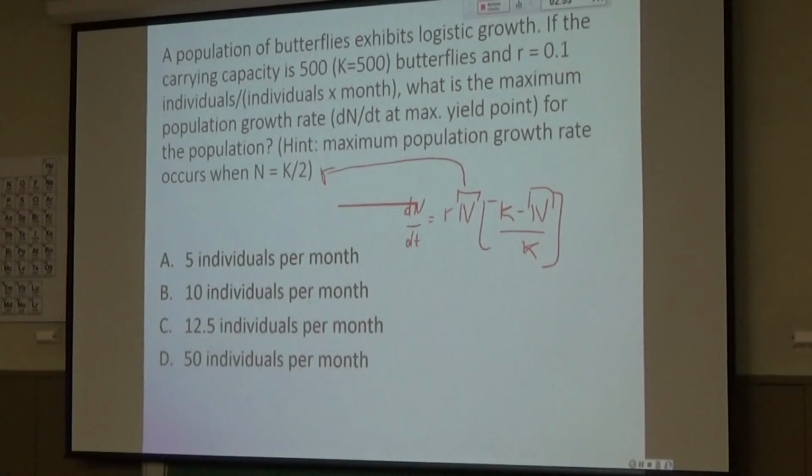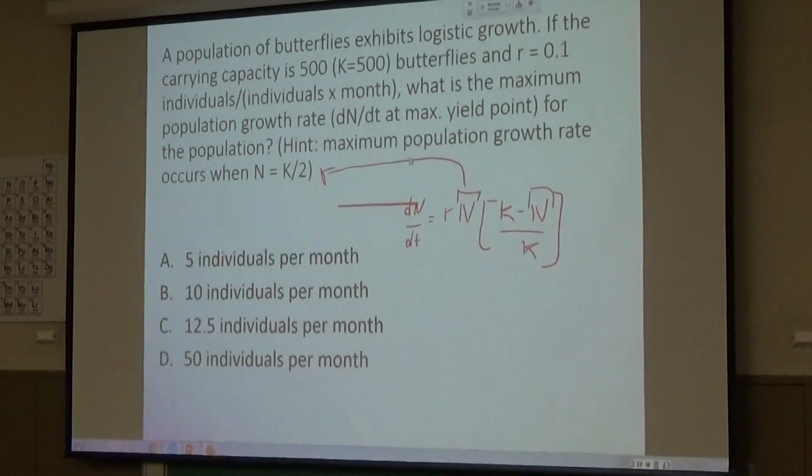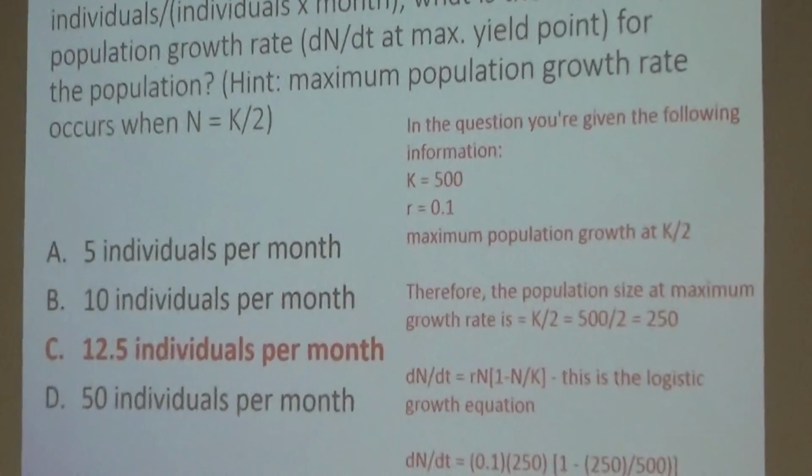Alright guys, let's go here. Okay, you did great here. I asked you for the population growth rate at the maximum yield point. I gave you the carrying capacity, so you have to figure out what the population size will be, which is half the carrying capacity, and then use the formula to find dN over dt. Fantastic.